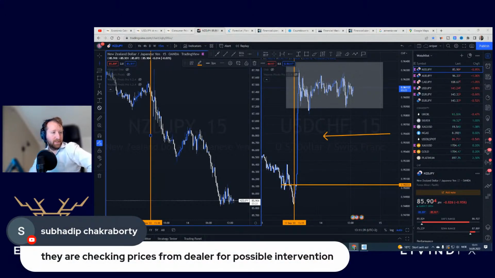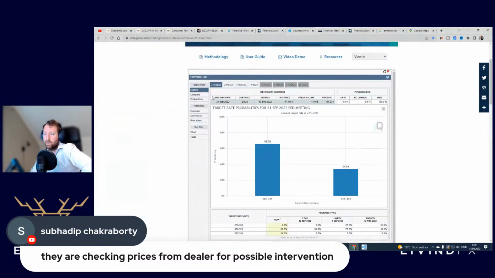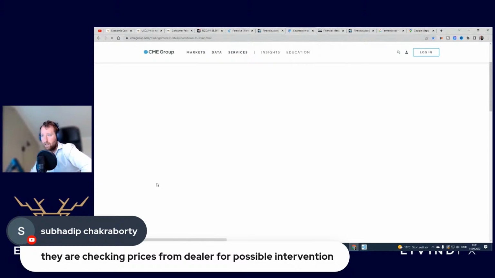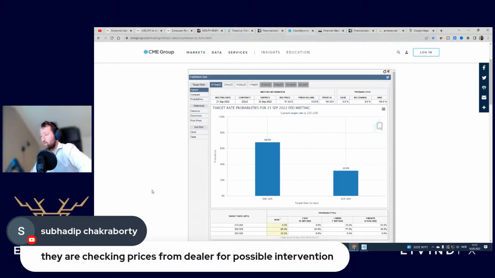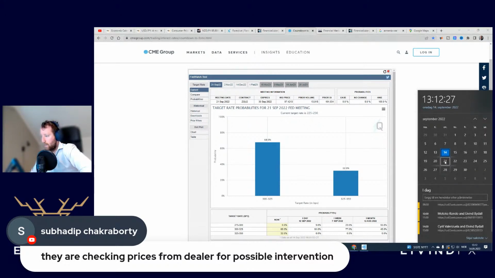And they are checking prices from dealers for possible intervention. That's definitely another thing to mention. Just to make sure we all have everything crystal clear: yesterday we went from 75 to 50 to 75, and then the other option was 75 to 100. Today, the most likely is still 75 to 100 basis points, but it's a whole new situation that we are now pricing in a 100 to 125 basis point rate hike on the 21st of September, which is next Wednesday.